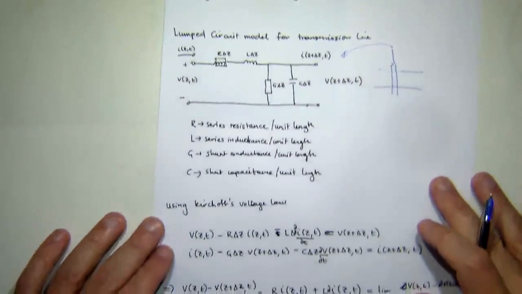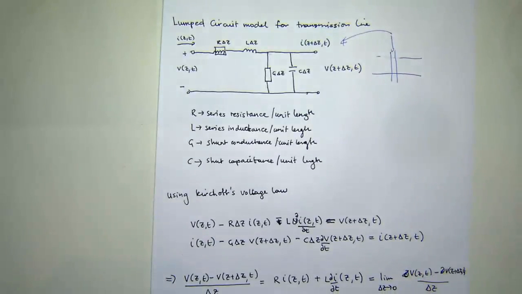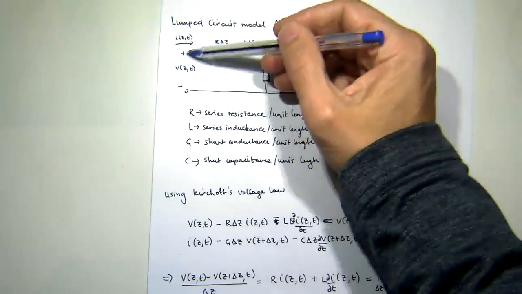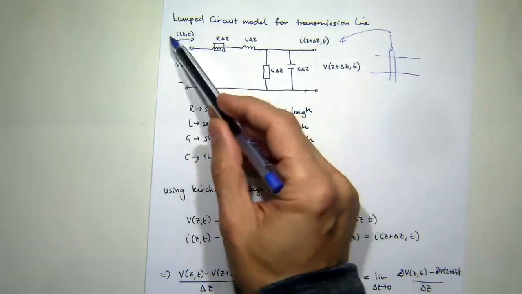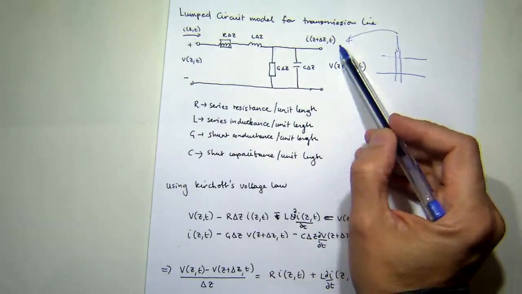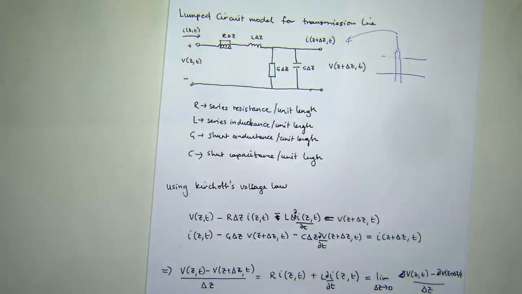Now, what we're going to do is use Kirchhoff's voltage and current laws in order to work out a relationship between the voltage here and the voltage at this location, and the current going in to the current leaving. So, can anyone remind me of Kirchhoff's voltage law?